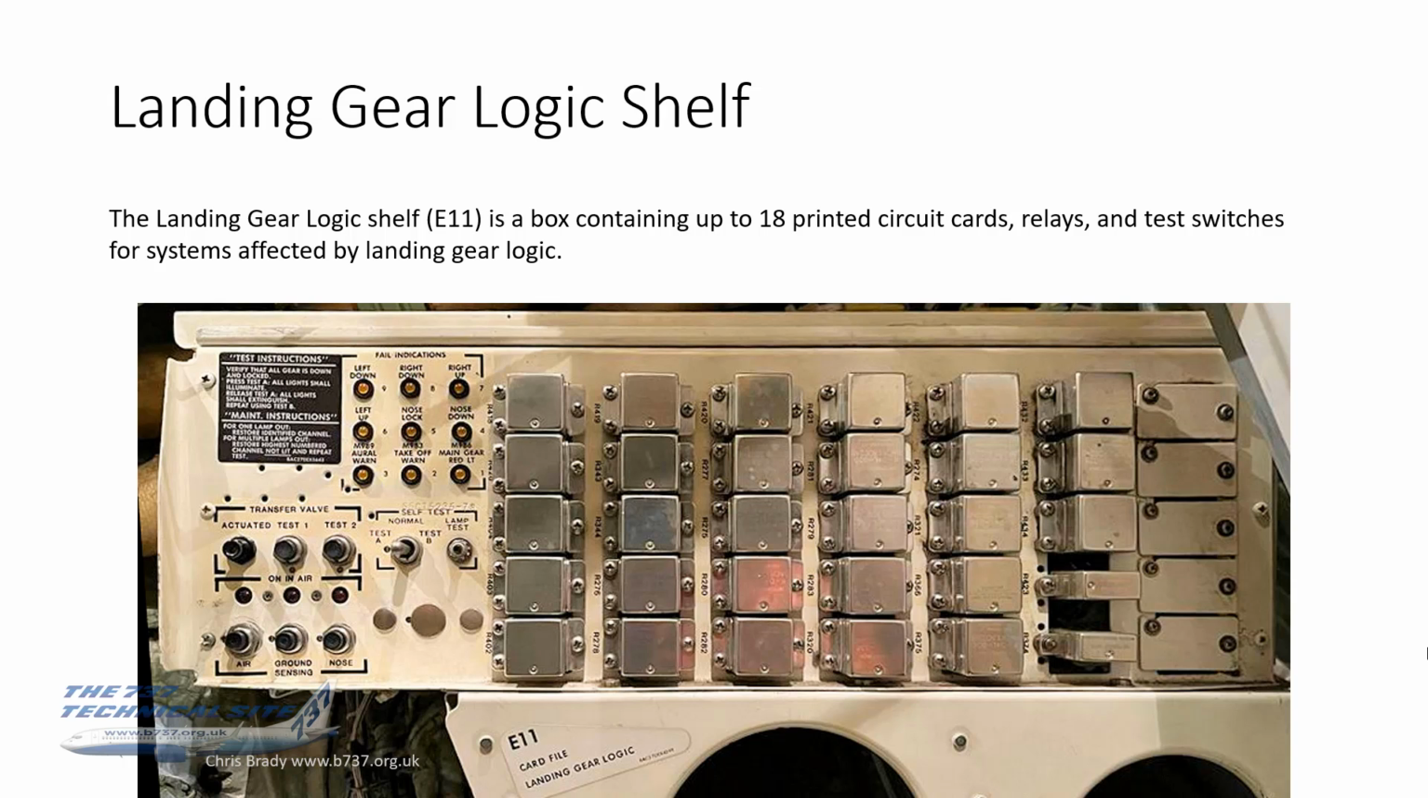This close-up shows you that basically this is the front of it, but behind it what you've got is a box, and that contains up to 18 printed circuit cards, relays and test switches for systems affected by landing gear logic. This is one of the later ones, so it's got the full 18 on there, but other earlier iterations of this had fewer relays, fewer fail indicator lights and what have you. So this was the latest, most comprehensive of the E11 rack.